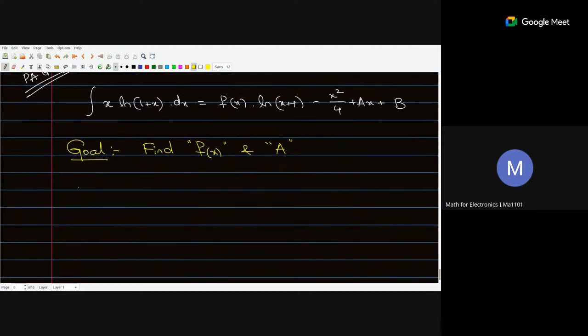People who know what is ILATE, you have to follow this. You can use this as priority. So first is I. What is I? Inverse trigonometry, logarithmic functions, algebraic functions, trigonometric functions, exponential functions. So you will just follow this method. If we follow this, if there is log, log is before algebraic expressions. So we consider ln 1 plus x as u.